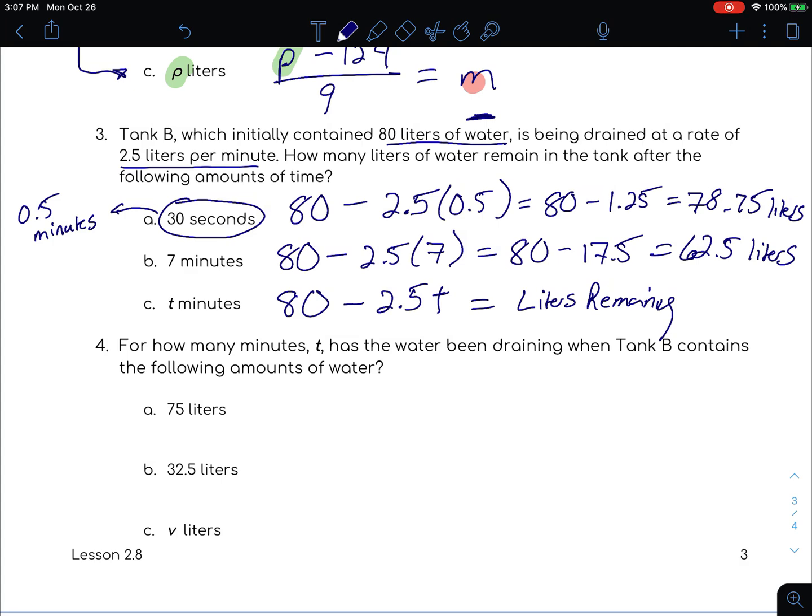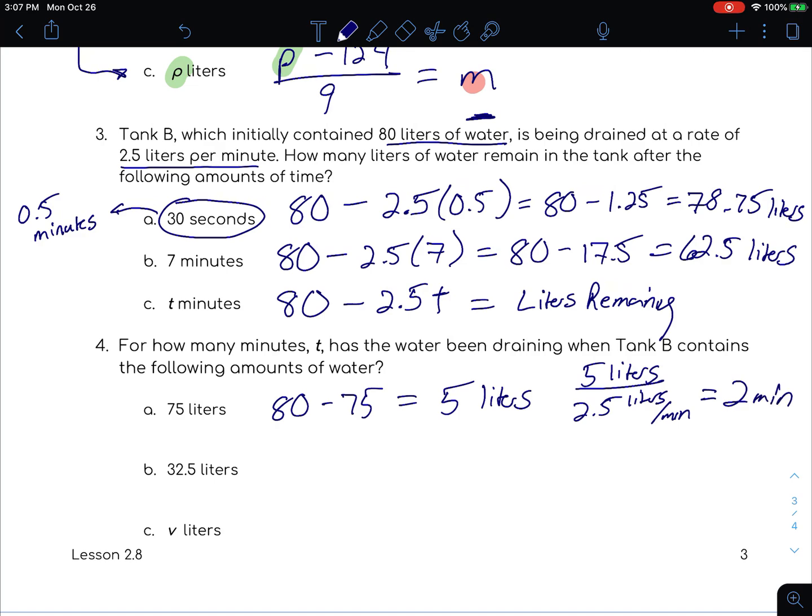All right. And finally, number 4, for how many minutes T has the water been draining when the tank B contains the following amounts of water? All right, so it's kind of like what we were doing up in number 2, right? So if we started with 80 and we ended up with 75, that must mean that we subtracted 5 liters off. And so 5 liters, how many minutes did it take to drain 5 liters? Well, at 2.5 liters per minute, that means it took 2 minutes.